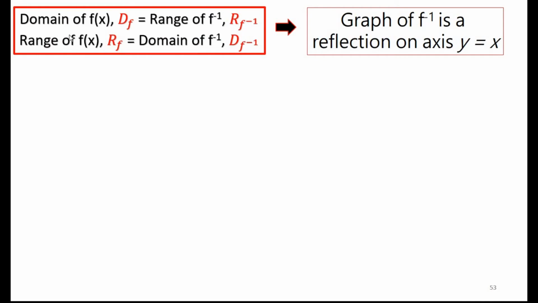Now let's continue with finding domain and range of f and f inverse. Basically, the domain of f is equal to the range of f inverse. So the domain of f equals the range of f inverse, and the range of f is equal to the domain of f inverse. So the graph of f inverse is a reflection on the axis y equals x.